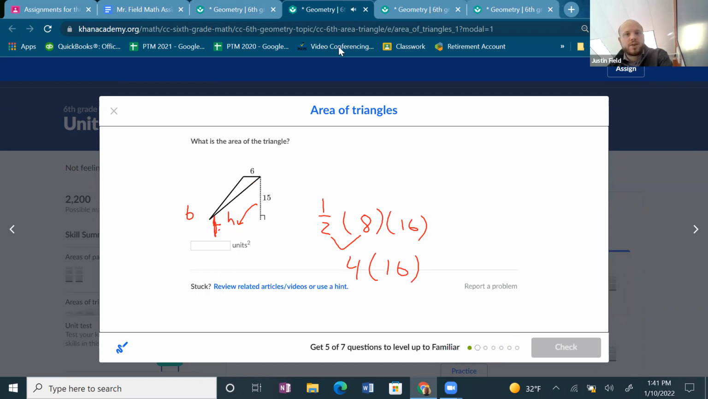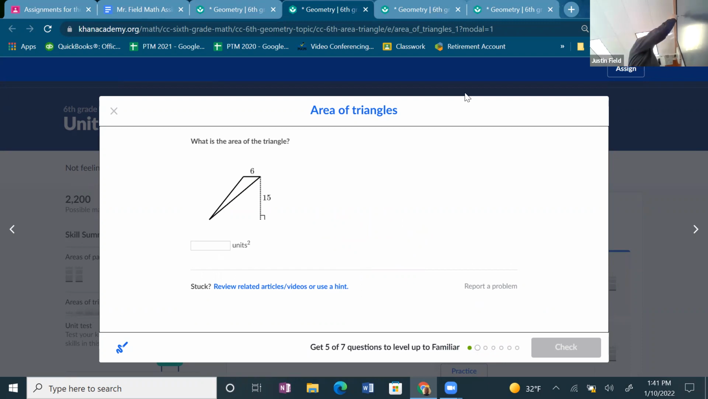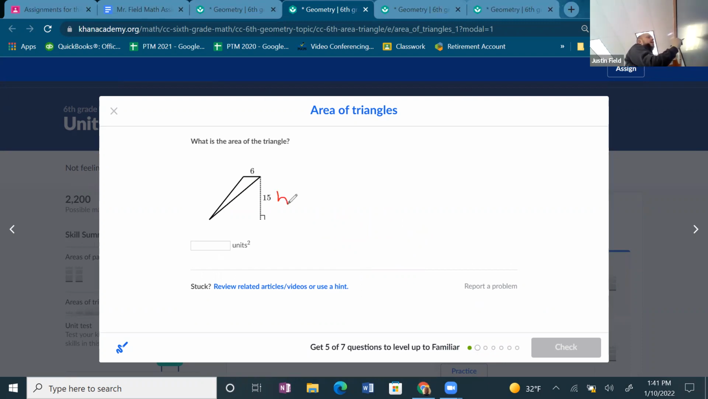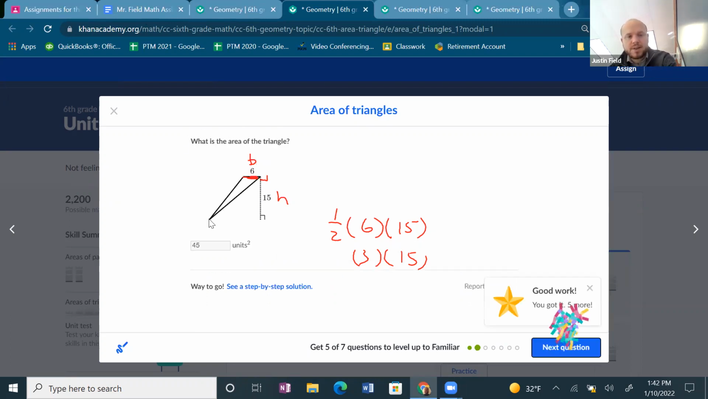All right, try it one more time. See, this one's weird because the height is outside of the triangle. Okay, so there's that height, it's the dashed line, and then the base is connected to it. All right. It's easy because they only gave us 2 sides, right? So I put the 6 first because it's the base, but also because I can multiply it easily by 1/2. And so I know that 15 times 3 is 45. All right.